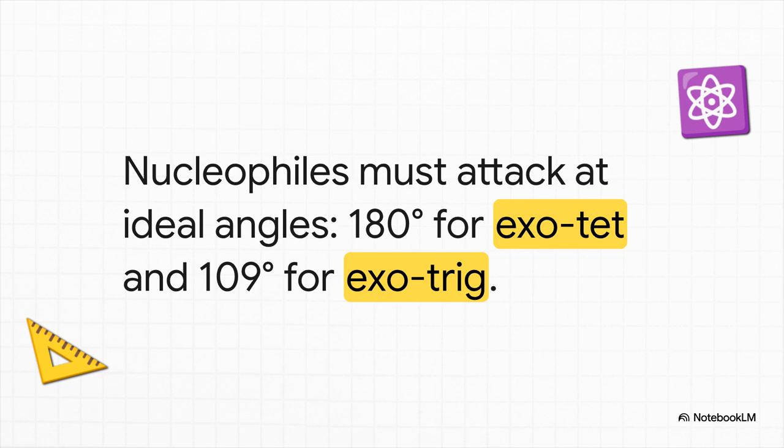For an exo-tet reaction, the ideal angle of attack is exactly 180 degrees. This is what we call the Walden inversion. For an exo-trig reaction, it requires an angle of 109 degrees, which is the Bürgi-Dunitz angle. And for an endo-dig reaction, it's 120 degrees. If the chain of atoms is too short or maybe too rigid to physically bend and reach these specific angles without breaking, then that ring closure is completely disfavored.